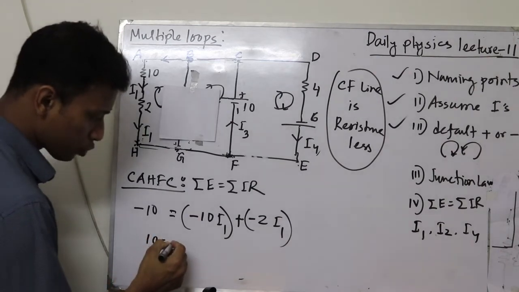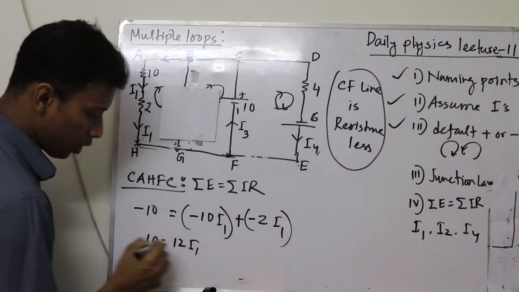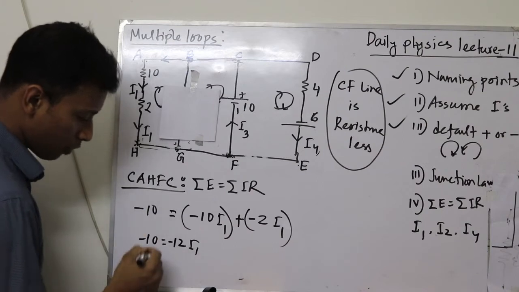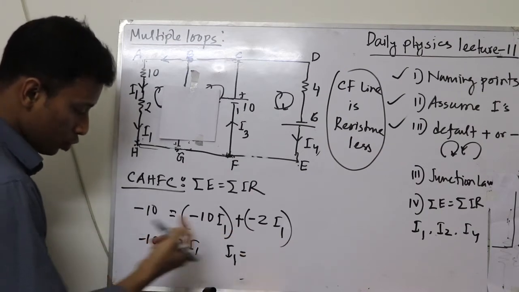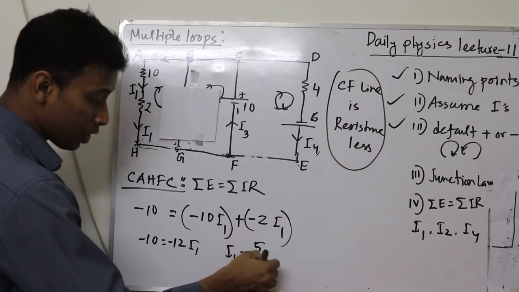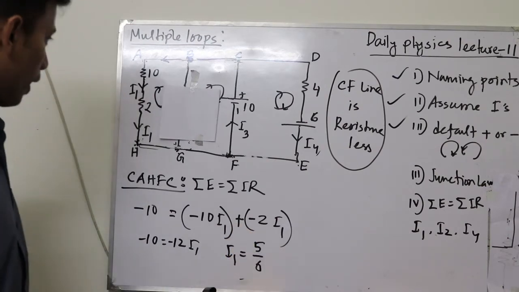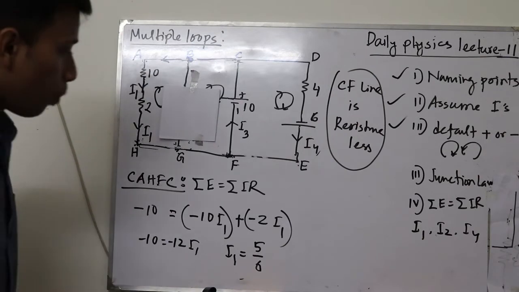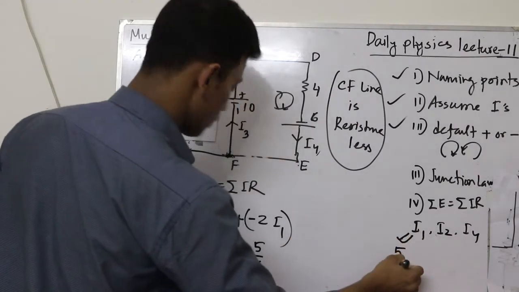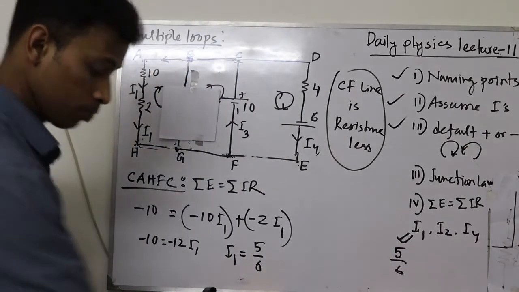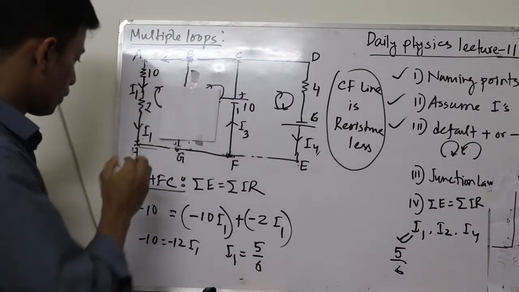So 10 is equal to 12I1. Okay, minus 10 is equal to minus 12I1. So we can write I1 is equal to minus 10 by minus 12, the minuses crossed out. So 10 by 12 is 5 by 6. It's a positive current. Oh, great. I1 is a positive current, 5 by 6. Okay, I1 is the positive current.